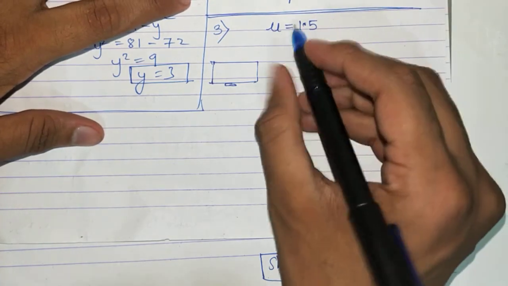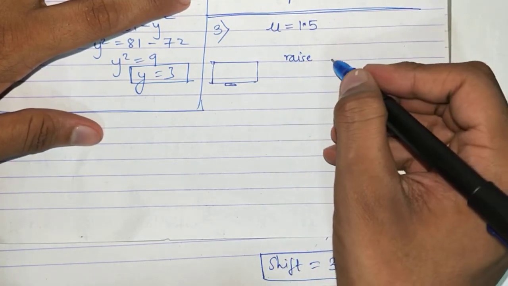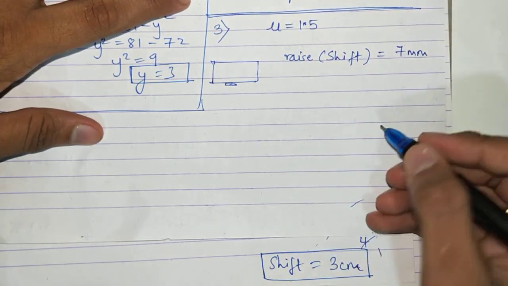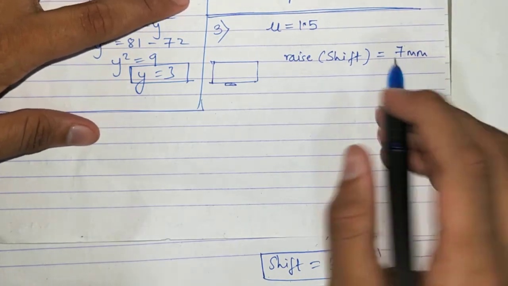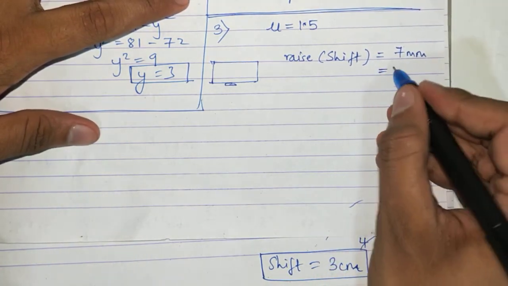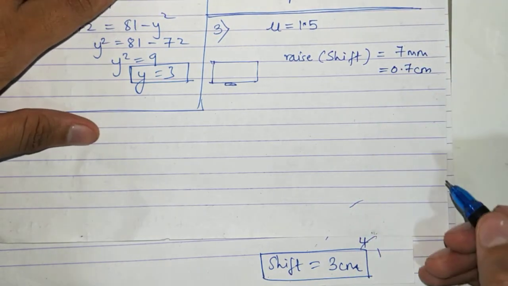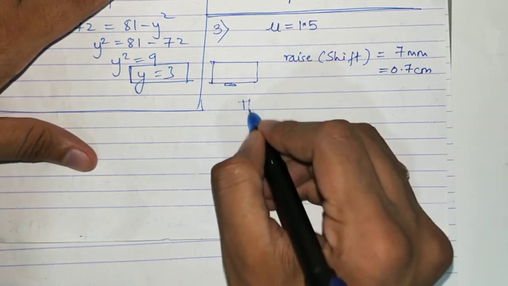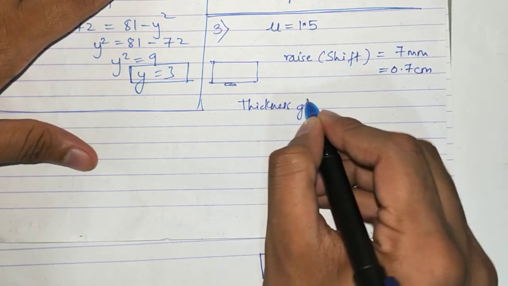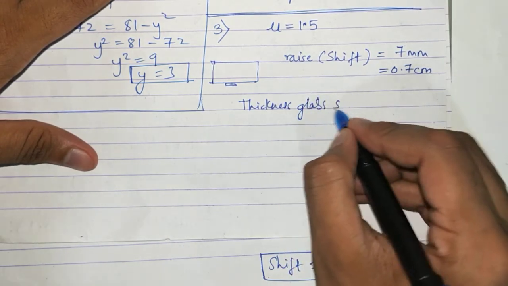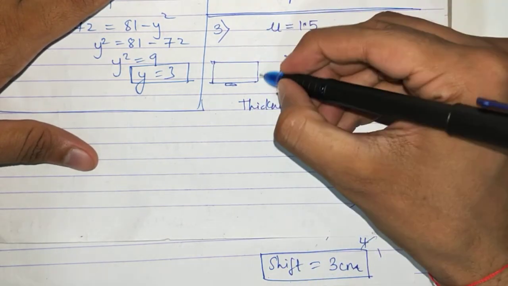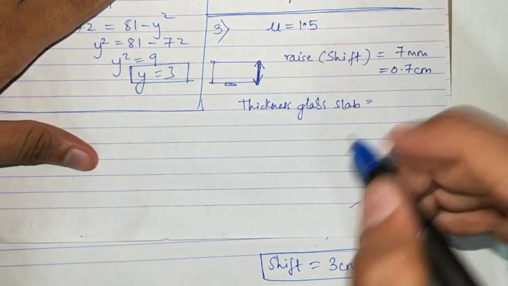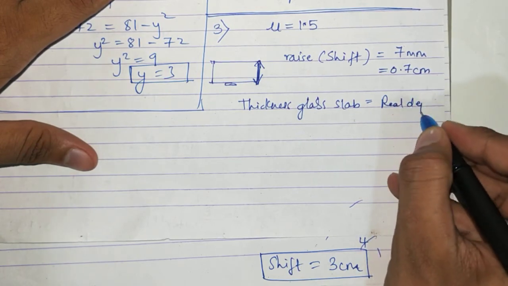So कितना raise हुआ है वो? Raise का मतलब क्या था? Raise का मतलब shift. कितना शिफ्ट हुआ है वो 7 mm. ओके, ये mm है तो mm को सेंटीमीटर में कन्वर्ट कर देते हैं. ओके, so 7 mm means 0.7 centimeters. ओके, calculate the thickness of the glass slab. They are asking you the thickness of glass slab. थिकनेस ऑफ द ग्लास स्लैब मतलब ये पूरा, मतलब real depth. Thickness of the glass slab means they are asking you the real depth.